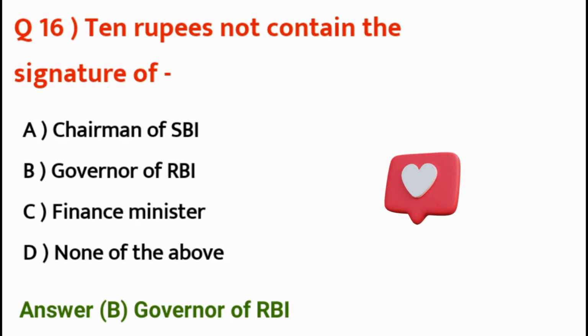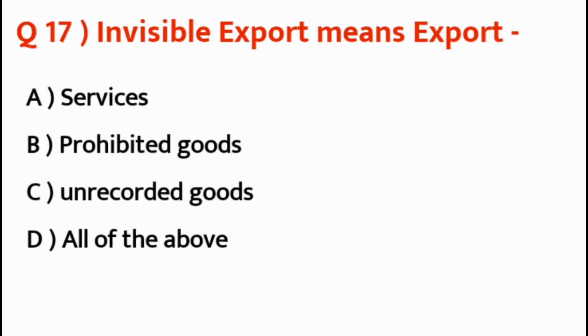Next, question number 17. Invisible export means export of: option A, services, option B, prohibited goods, option C, unrecorded goods, option D, all of the above. And the correct option is option A, services. Invisible export means export of services.